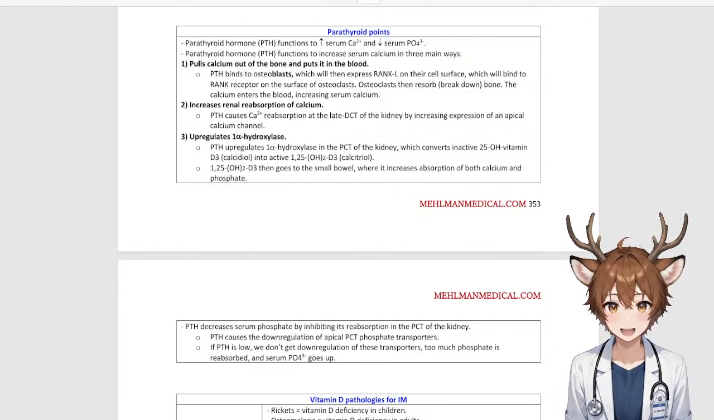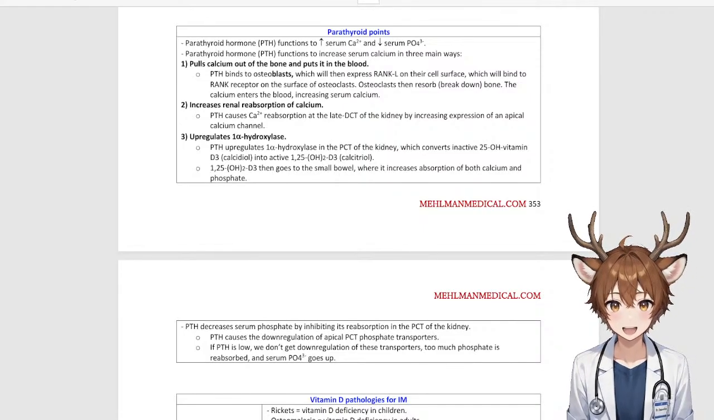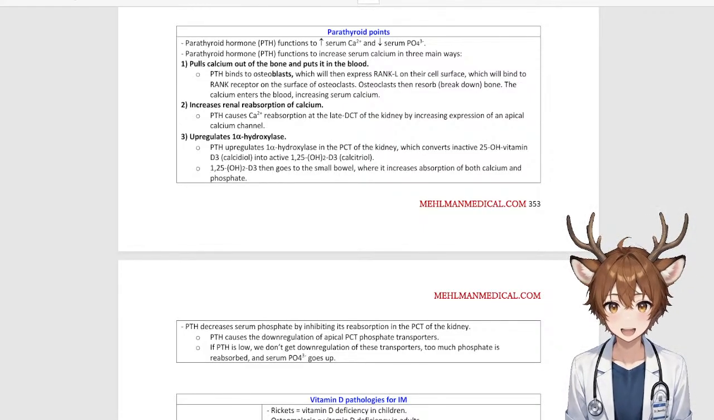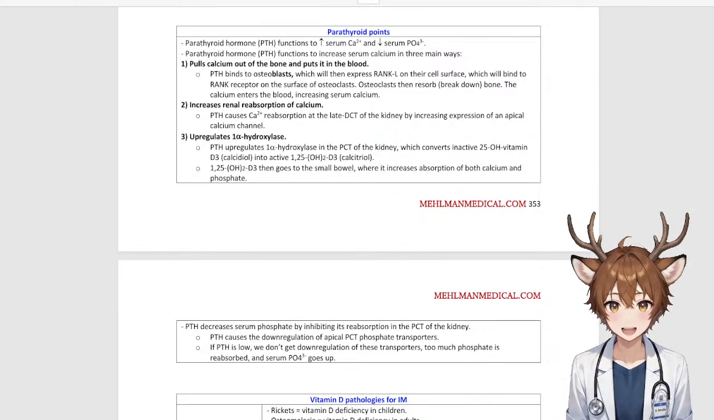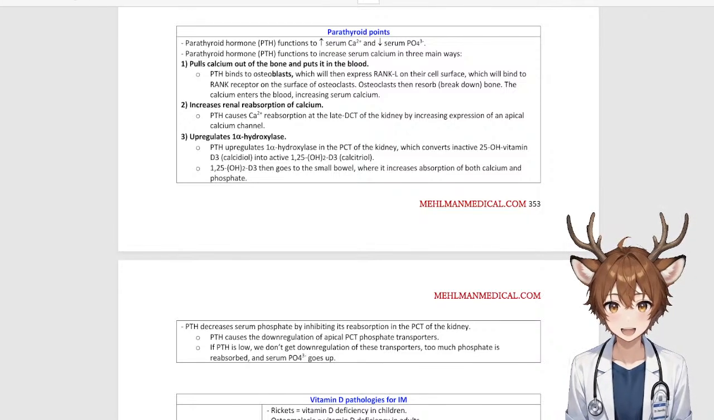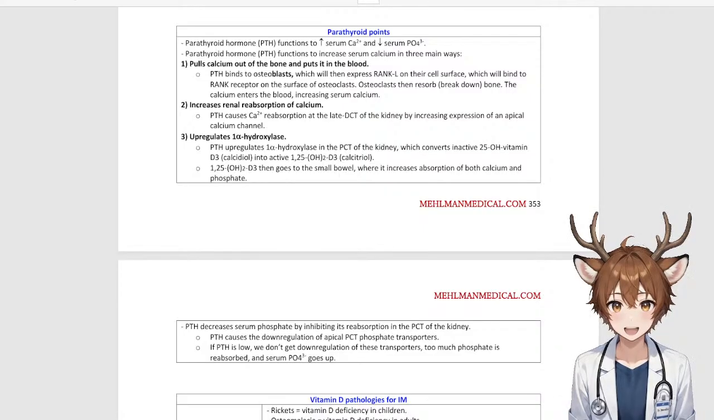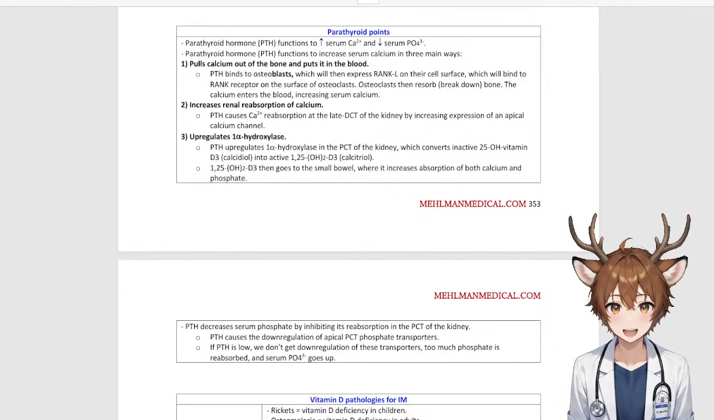Two, it increases renal absorption of calcium. PTH causes calcium reabsorption at the late distal convoluted tubule of the kidney by increasing the expression of an apical calcium channel. Three, it upregulates 1-alpha hydroxylase. PTH upregulates 1-alpha hydroxylase in the proximal convoluted tubule of the kidney, which converts inactive 25-hydroxy vitamin D3, calcidiol, into the active 1,25-dihydroxy D3, calcitriol.